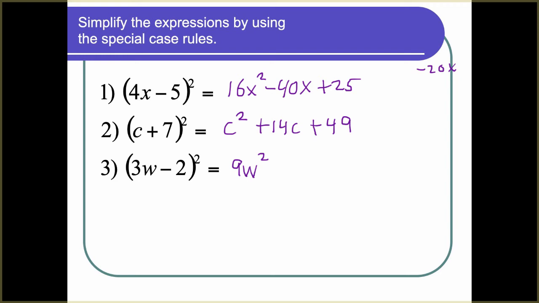3w times negative 2 is negative 6w. Negative 6w twice is negative 12w. And then negative 2 times itself is a positive 4. One thing, again, I hope you notice, is that when we have a minus sign here, our middle term is minus. We have a positive here, our middle term is positive. Those do match. So square the first term, multiply the two terms together and double it, square the last term. That's your shortcut for binomials squared.